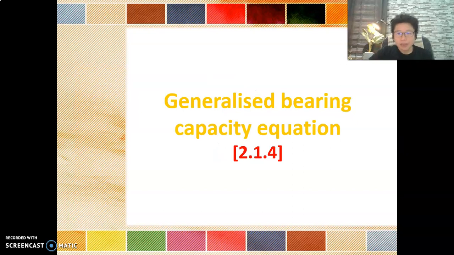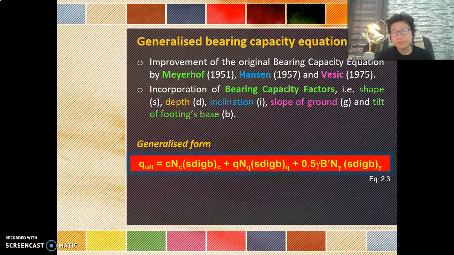Okay. Next, let's look at the equation, the other factors that come in to affect this bearing capacity equation. Remember, there are just three things: the cohesion, the frictional resistance of the soil, and the third bit, the surcharge.